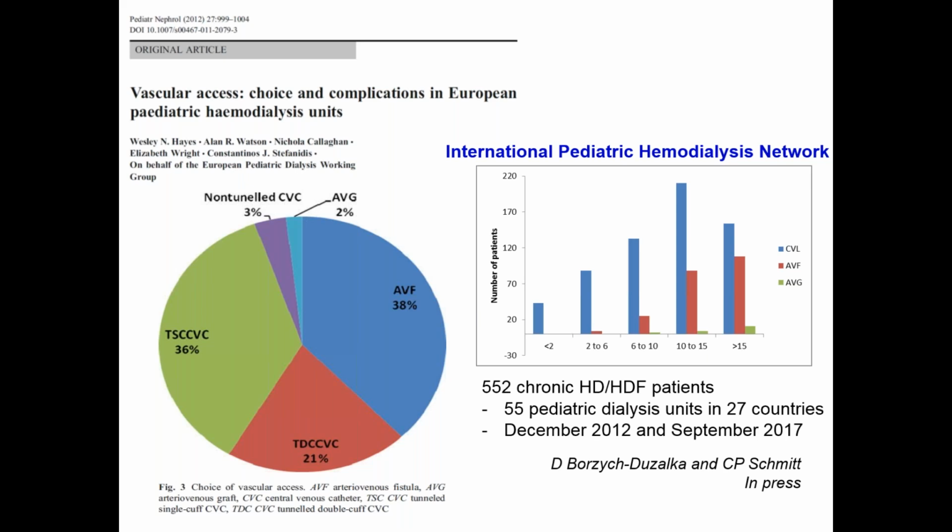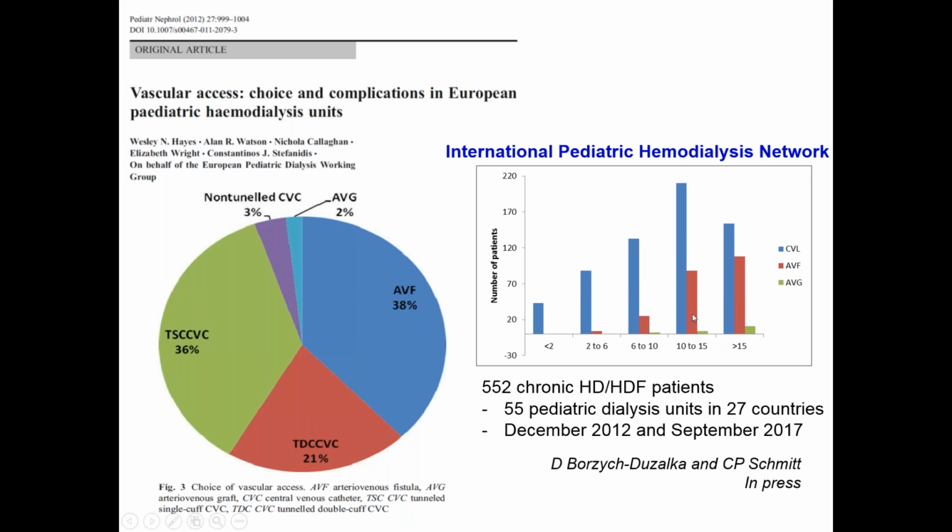The International Pediatric Hemodialysis Network, the IPHN, is very shortly going to be publishing their data. They have shown that among 550 chronic hemodialysis patients across 55 units around the world, the prevalence is as follows. You can't see it very clearly, but the blue is the central venous lines, the red are the arteriovenous fistulas, and the green the arteriovenous grafts. You see again that by far the most common use is central venous lines.